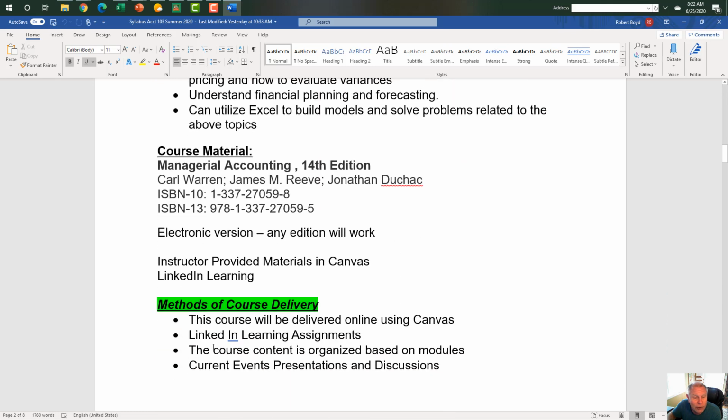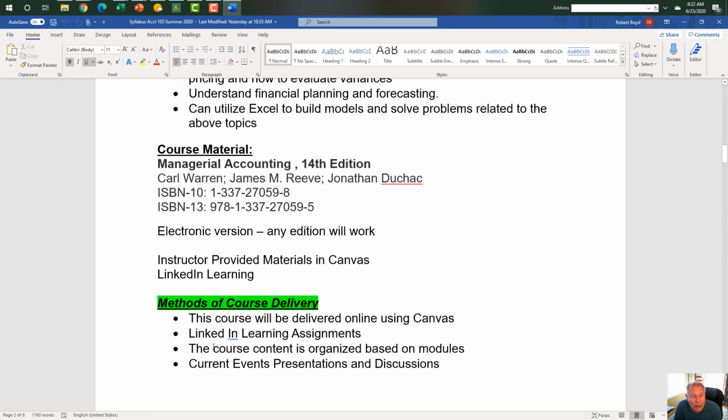The course material is based on the material here. An electronic version will work. Any electronic version is just fine. A used version is just fine. Any edition will work.